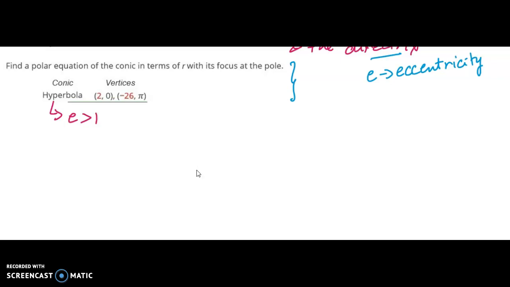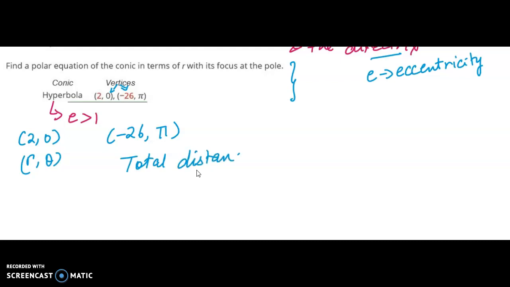They have given us only the vertices, right? So let's rewrite. Let's start. So 2, 0 and negative 26, 0. Because it is 2, 0, the vertices are in the form of r and theta. So what is theta in this case? We will discuss it as we move along. Let's find out what is the total distance between the vertices.